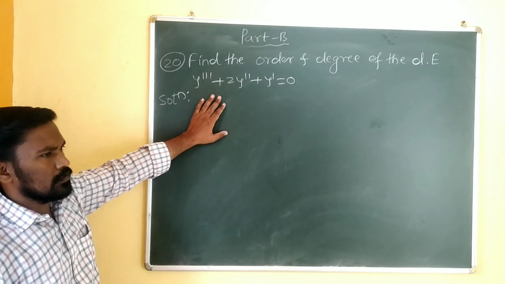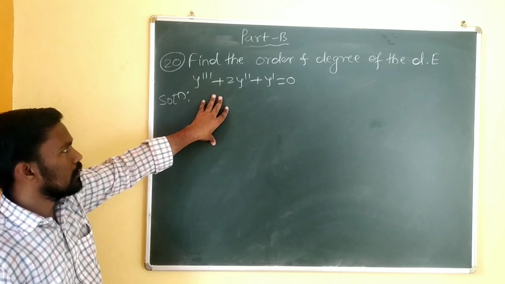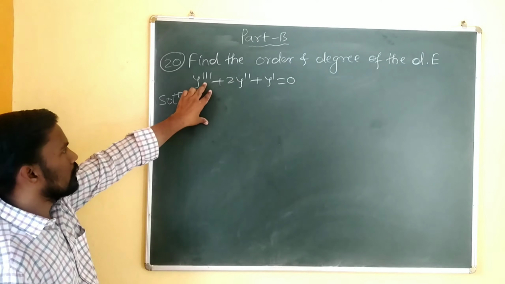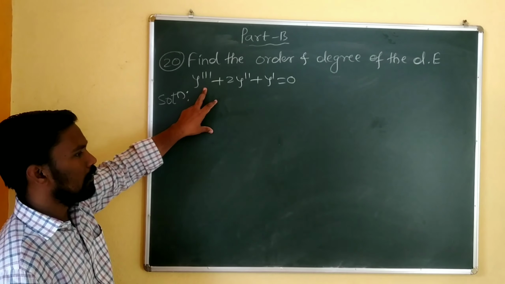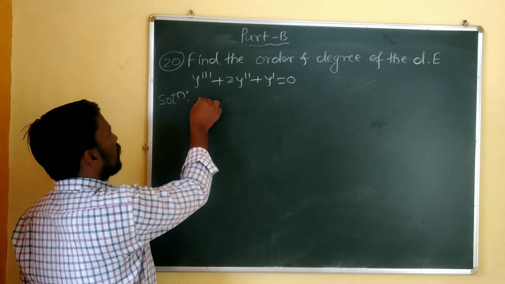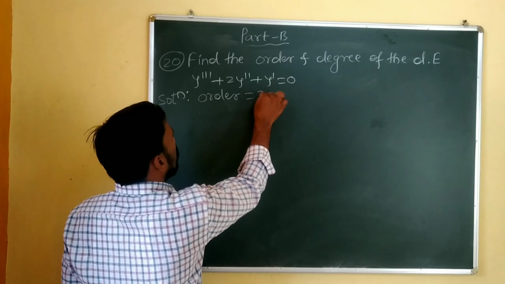Order means highest order derivative. That is called order of the differential equation. Here, highest order derivative is what? 3. So y dash means first order derivative. Y double dash means second order derivative. Y triple dash means third order derivative. So what is the highest order here? 3. So order of the differential equation is 3.